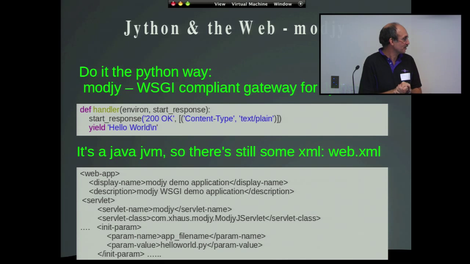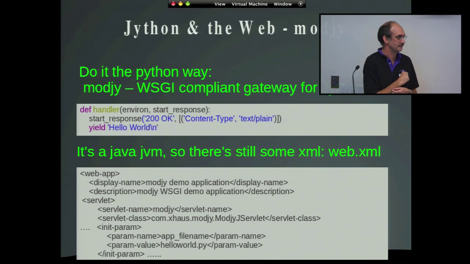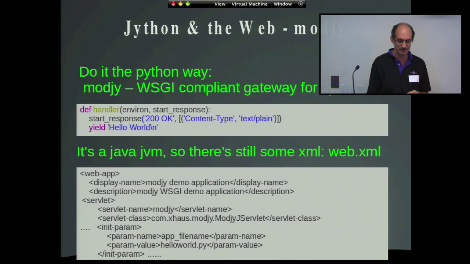The other thing that was quite good about the fact that Alan Kennedy wrote this back then, because we were still only at the equivalent of Python 2.1, the PEP was changed so that it could actually run with something less than Python 2.4. And so that made WSGI a lot more useful. The challenge here still is we're running on Java, so we've still got to write some XML. This is just a snippet of the web.xml where we're defining that we're using the modjy servlet and that we're calling our helloworld.py. Once you deploy it, it reads that file and knows how to run it.